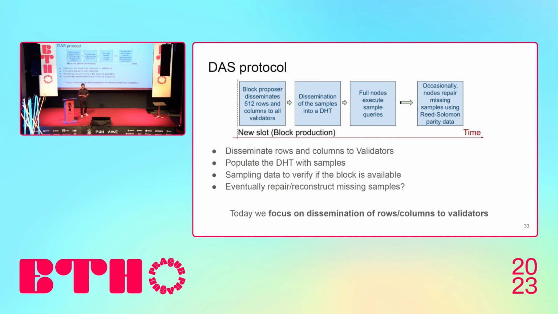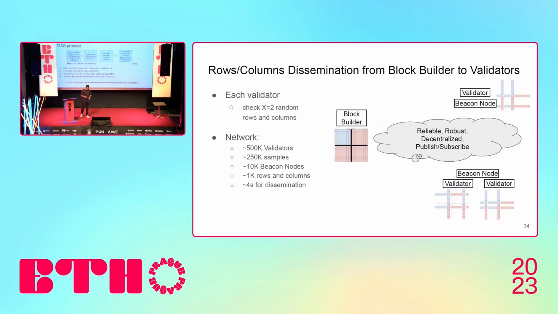For example, if you sample 70 chunks of data and you receive all of them, that means you have like 1 in a trillion chances of the block not being available, so you have fairly high confidence that the block is actually available or reconstructable. So in this talk, I'm going to focus only on the dissemination of rows and columns, which is the part that we have been working on in our simulator.